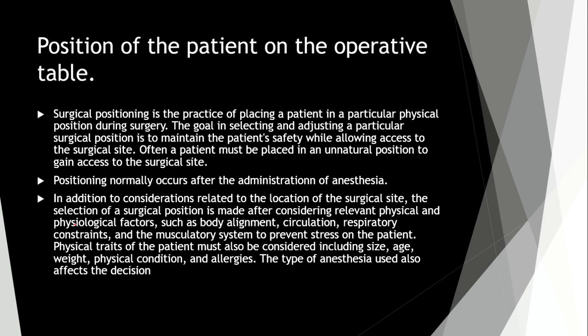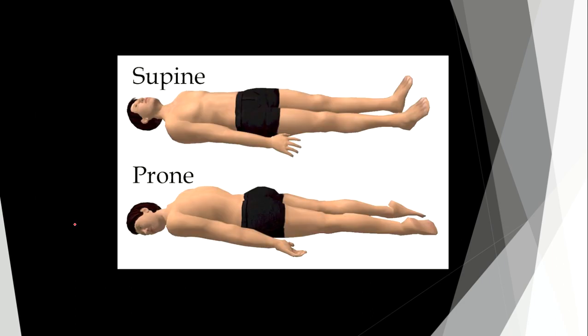In addition to considerations related to the location of the surgical site, the selection of a surgical position is made after considering relevant physical and physiological factors such as body alignment, circulatory and respiratory constraints, and the musculoskeletal system, to prevent stress on the patient. Physical traits of the patient must also be considered, including size, age, weight, physical condition, and allergies. The type of anesthesia used also affects the decision.